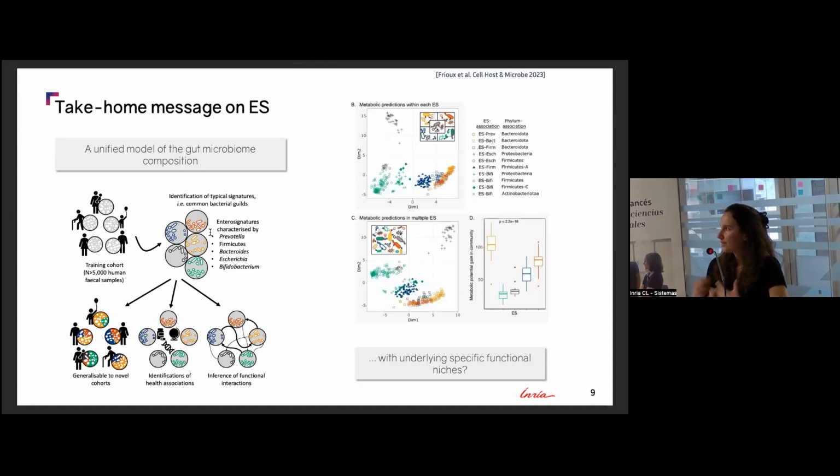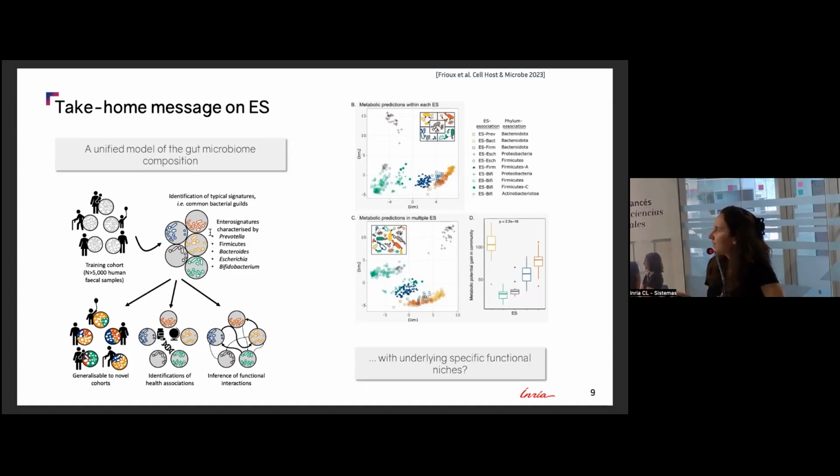So overall, with this project, using statistical learning, we described a unified model of the gut microbiome composition. And the good thing about it is that it can be applied to novel cohorts, just as it is, no need to learn again. It can associate to host phenotypes. It can bring some information about perturbed microbial composition. And we studied a bit in the paper the functions that were carried by each of the Enterosignatures, whether they had specific functional niches.